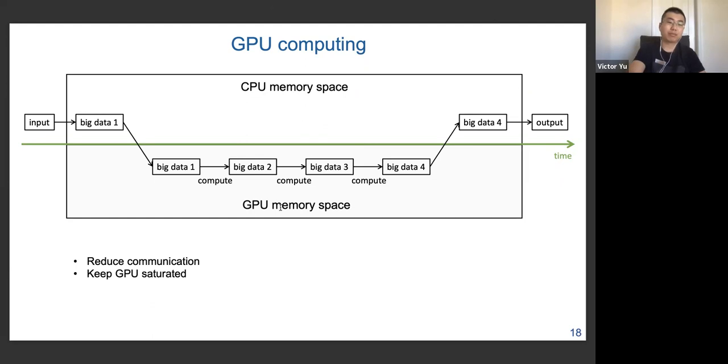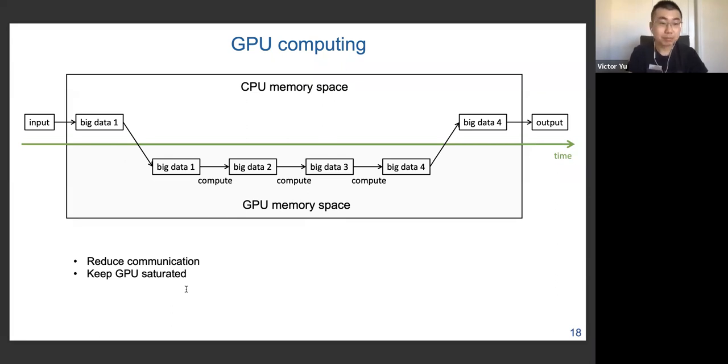And also, GPUs are highly parallel. They have thousands of cores. So for a small system, we'd better not use GPUs. It's better to simulate big systems with GPUs, which means we feed the GPU with big data to keep GPUs saturated.